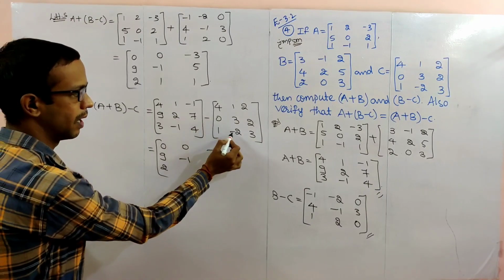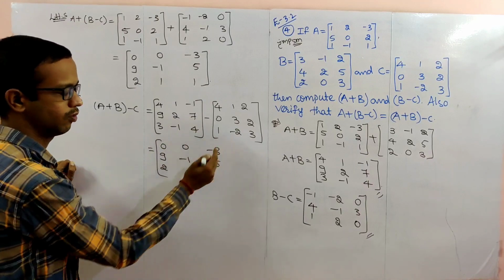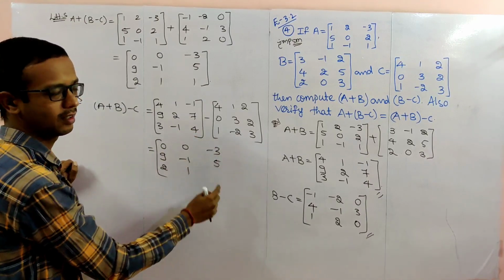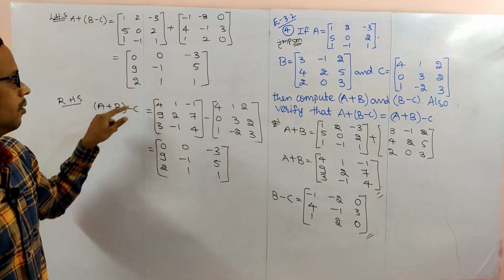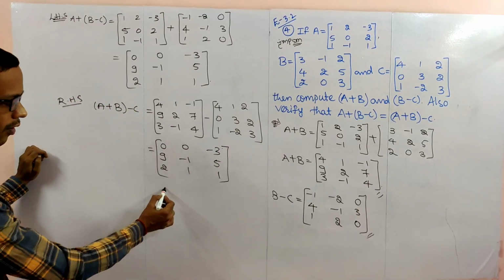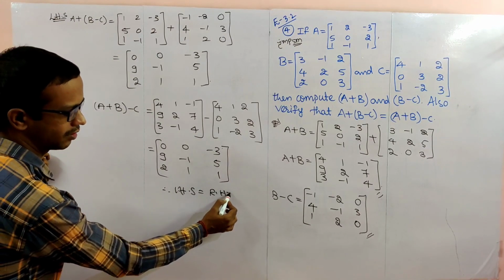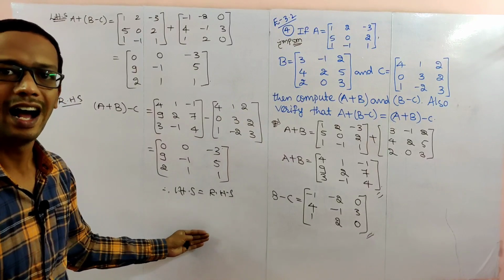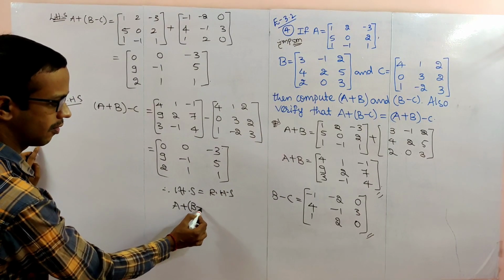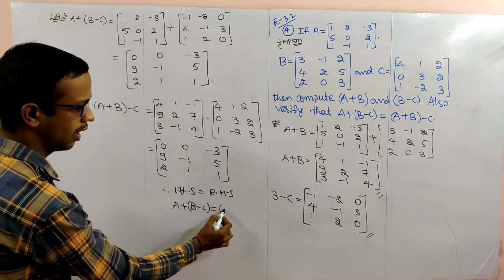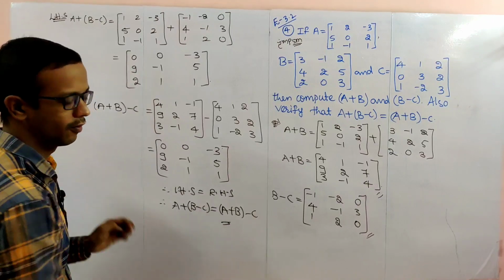3 minus 1 is 2. Minus 1, minus of minus is plus, so minus 1 plus 2 is 1. 4 minus 3 is also 1. You can observe both are equal. Therefore, LHS equal to RHS. Final question also we have to write: A plus of B minus C is equal to A plus B minus C. So this is the verification.